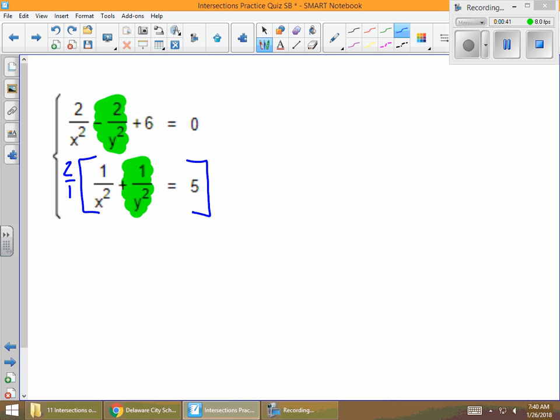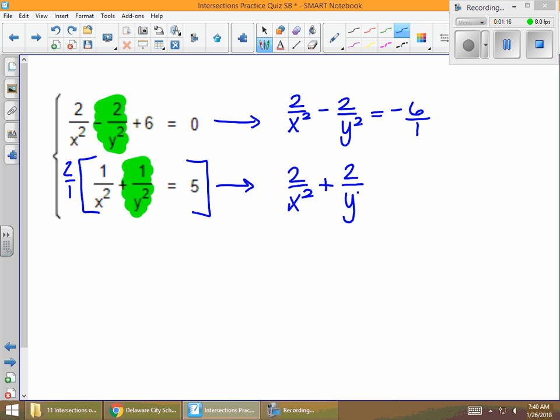My y squareds will be opposites. So this top equation stays the same. I'm actually going to move that 6 over. And since I have fractions, I'm just going to lean into my fraction situation, multiplying that 2 through, and it is a 2 over 1. We can multiply by something other than 1 since we have an equation. So 2 times 1 over x squared, we're going to get 2 over x squared. 2 times 1 over y squared, 2 over y squared. And don't forget to do 2 times 5.